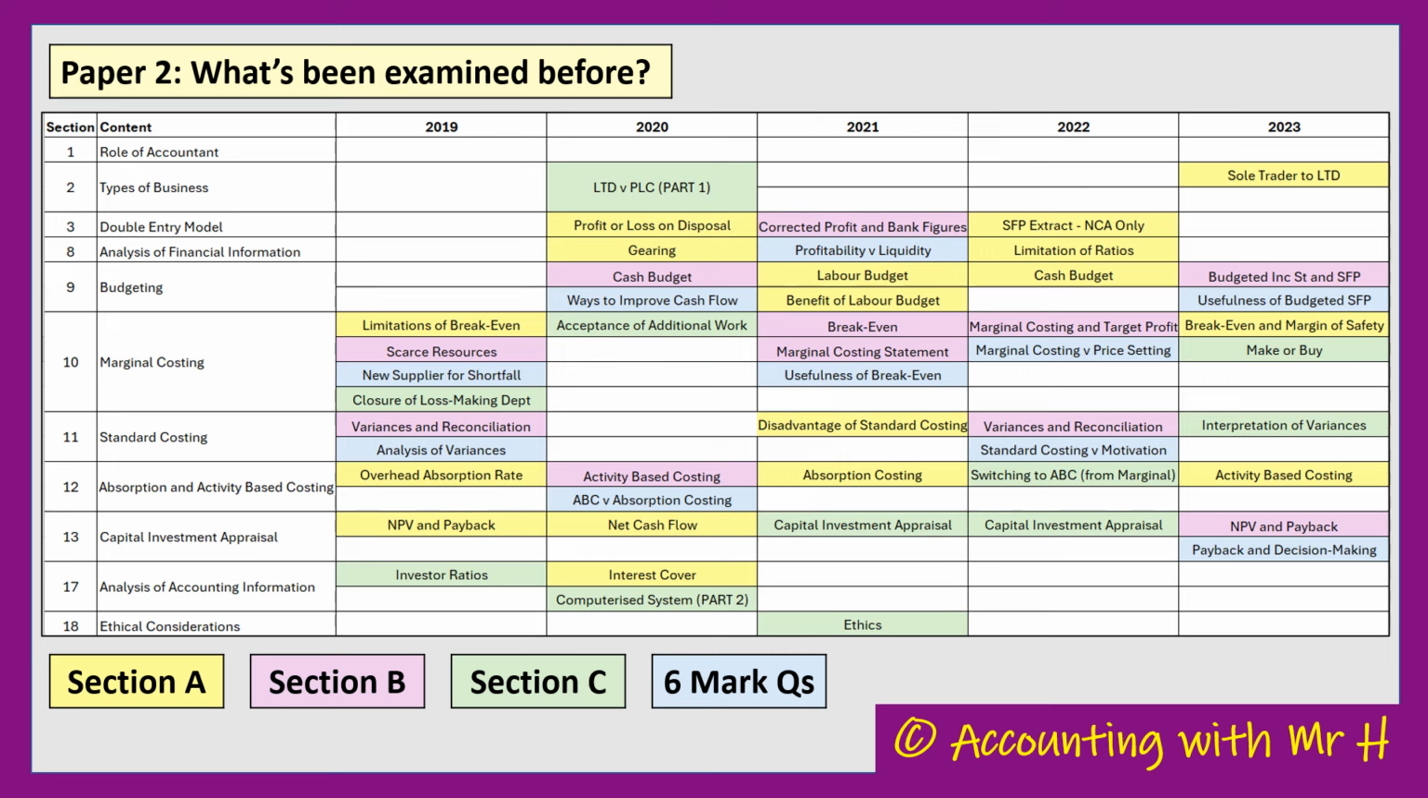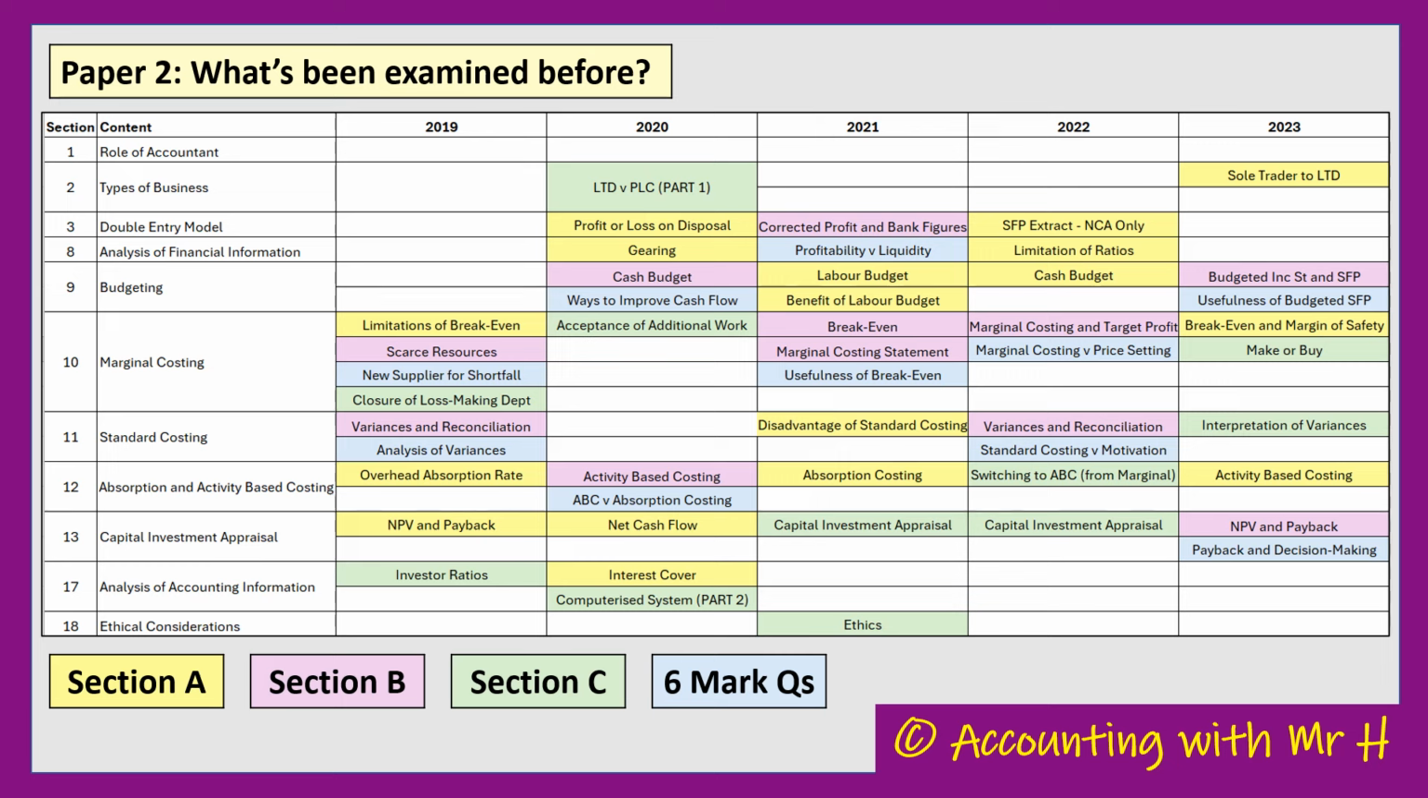2021 there was some information and it required you recalculating the profit and the bank figures based on some additional information. It was also a sort of a cash versus profit type of question. And in 2022 they asked just for the non-current assets section of an SFP, where there'd been a purchase and a disposal of some non-current assets, and you had to recalculate the depreciation.